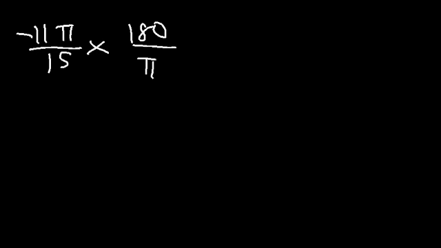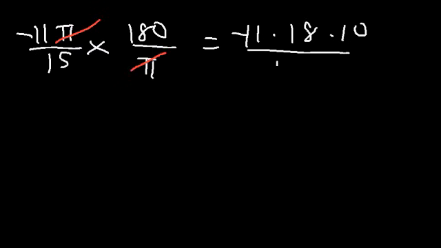Let's try another example. What about negative 11 pi divided by 15? Go ahead and find a reference angle. So first, let's convert it to degrees by multiplying it by 180 over pi. So we have negative 11 times 18 times 10 divided by 15. 18 times 10 is 180.